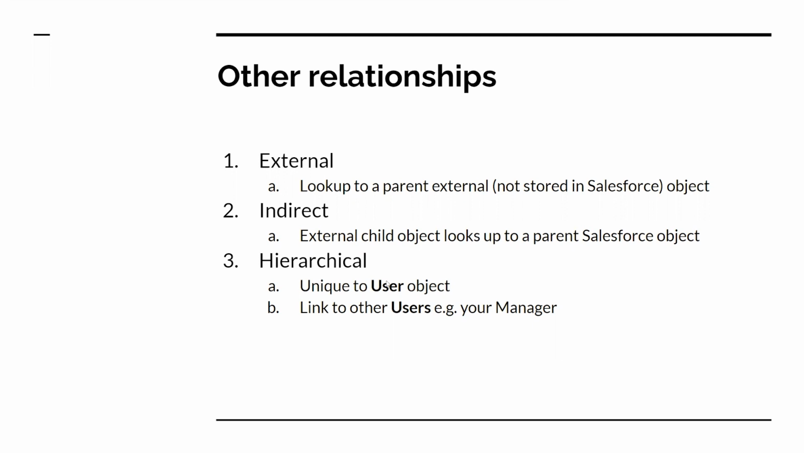And then this last one, the hierarchical. This is unique just to the user object. So it's different to the account hierarchy I was explaining. Within the user object, it's got its own hierarchy where you link between other users. So one user looks up to another user, up to another user. This is the classic when you create a new user and you put in who their manager is. That's actually a hierarchy relationship rather than a lookup relationship.